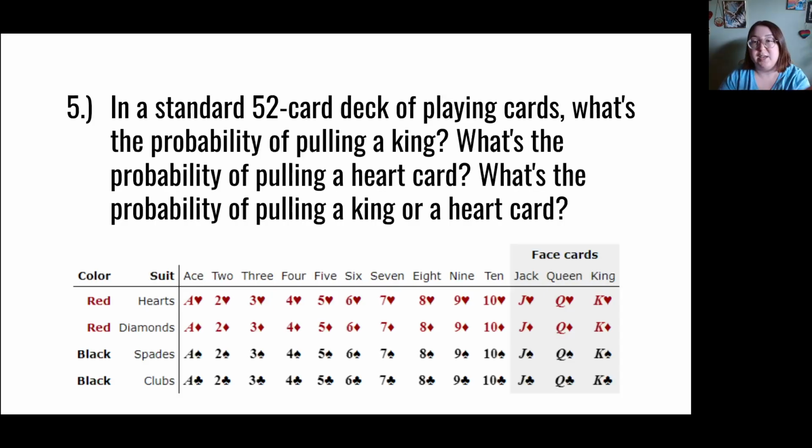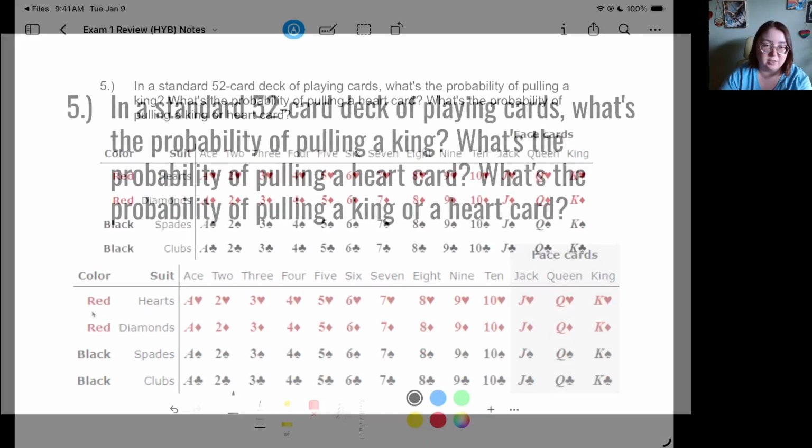So for this problem, we actually have a little table here, and it just maps out all the different cards in a standard playing deck. So all of these cards that we see here add up to 52. There are 52 of these cards. It has the red cards, the hearts and diamonds. It has the black cards, the spades and clubs. It has all of the different value cards. So we have ace, 2, 3, 4, 5, 6, 7, 8, 9, 10, and then we have the jack, queen, king, which are considered face cards. So let's go ahead. This is a probability problem, so we can go ahead and work this one out.